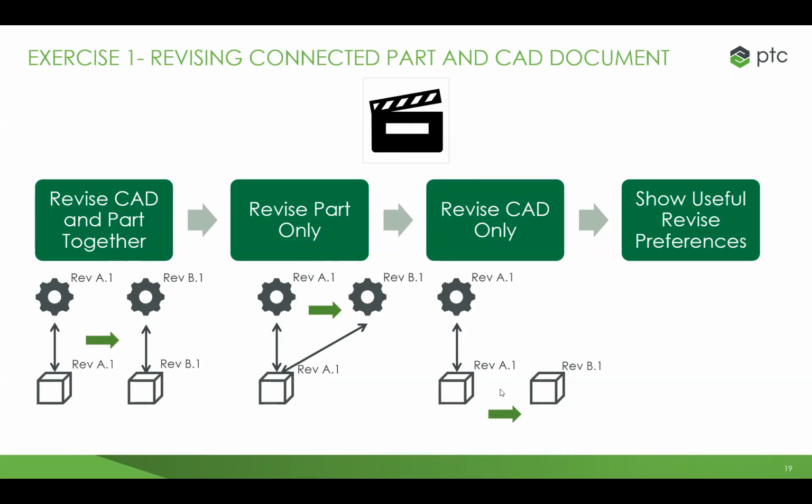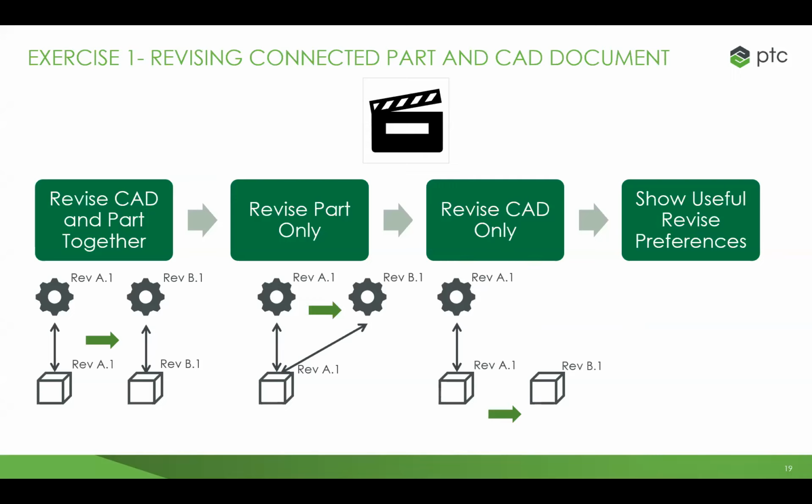And the third case is if you revise only the CAD. So if you revise only the CAD, what will happen is that you will get a new revision of the CAD model, but it won't have any links to the part. So the revision B of the CAD model will appear alone without any connection to the part. So that's a third possibility.